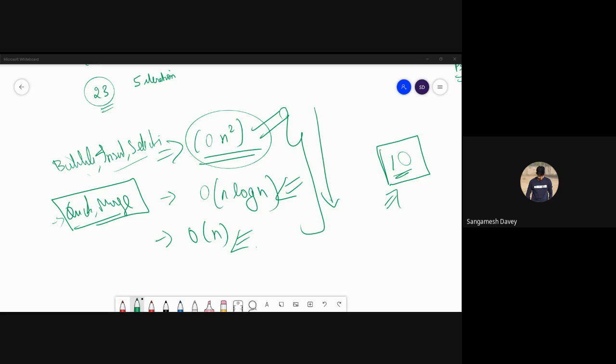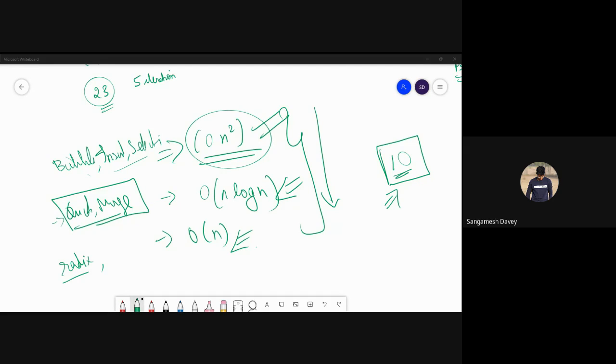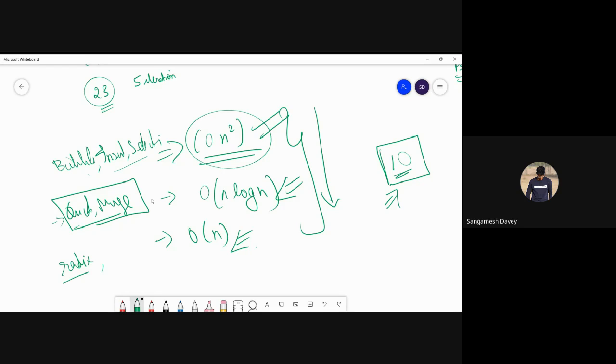Can someone tell me which algorithm comes in O of n? Radix. Okay, radix sort, very good. Anything else? Anyone else? Some algorithm which comes in O of n. Radix sort is very good, but that won't be in today's session. Anything else that we are learning today? We're learning counting sort.